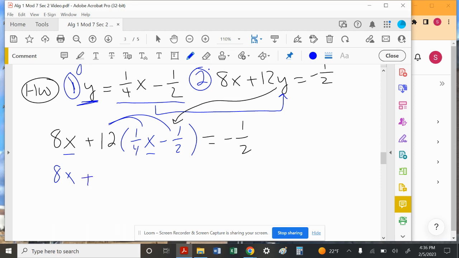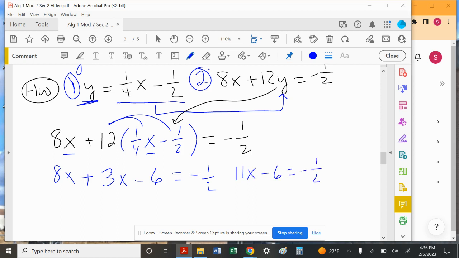So then plus, then we have 12 times 1/4, which is 3. So that would be 3x. And then we have 12 times negative 1/2, or 12 divided by negative 2. So we have negative 6 here. And then we have that equals negative 1/2. Okay, so it's easy to do that part. So we have 11x minus 6 equals negative 1/2.